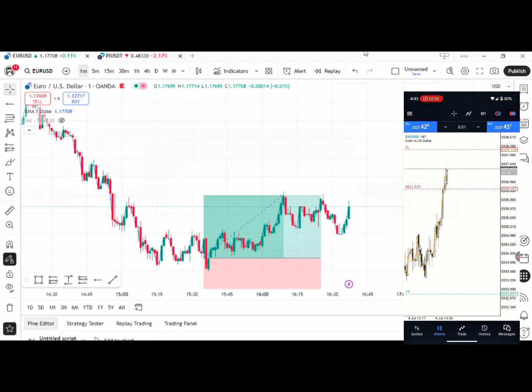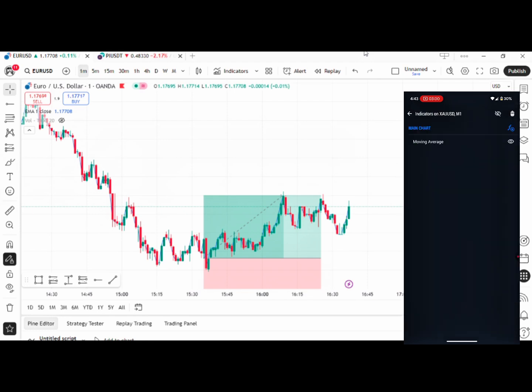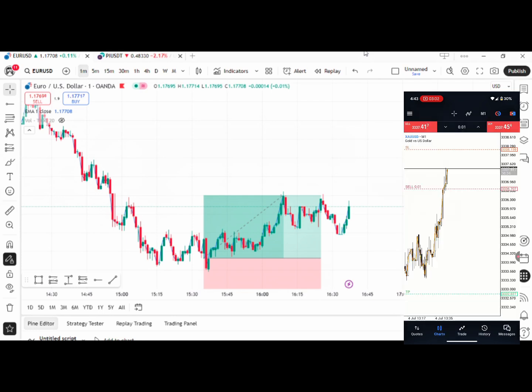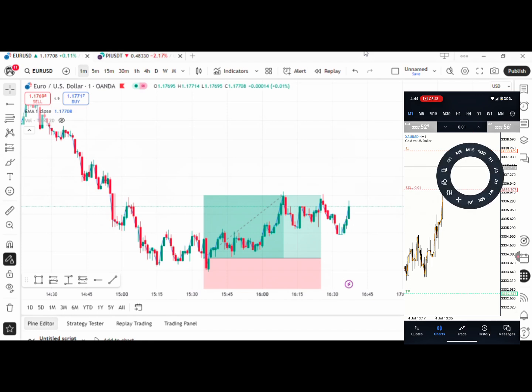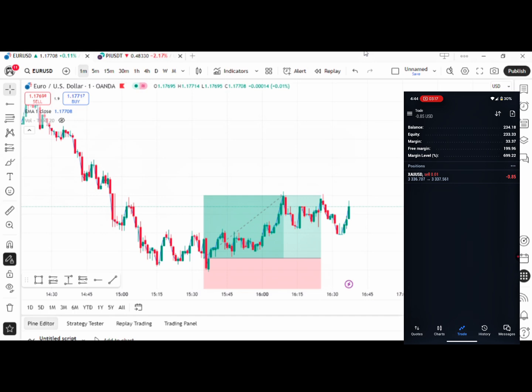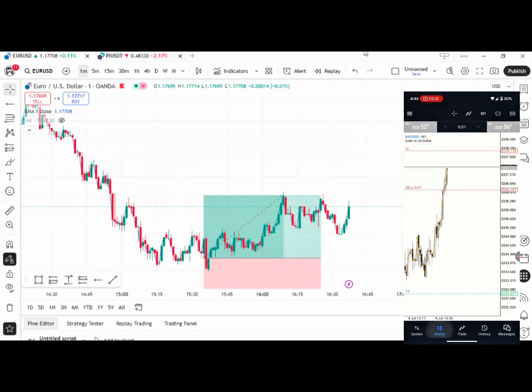How do you add indicators on this platform? You see this? There is this here. That's how you add an indicator. And the time frames are just here, the time frames which we already talked about. And then here is how you manage your trades. Here is how you check your trade history, messages, charts, quotes. So for the Android platform, it's really simple.